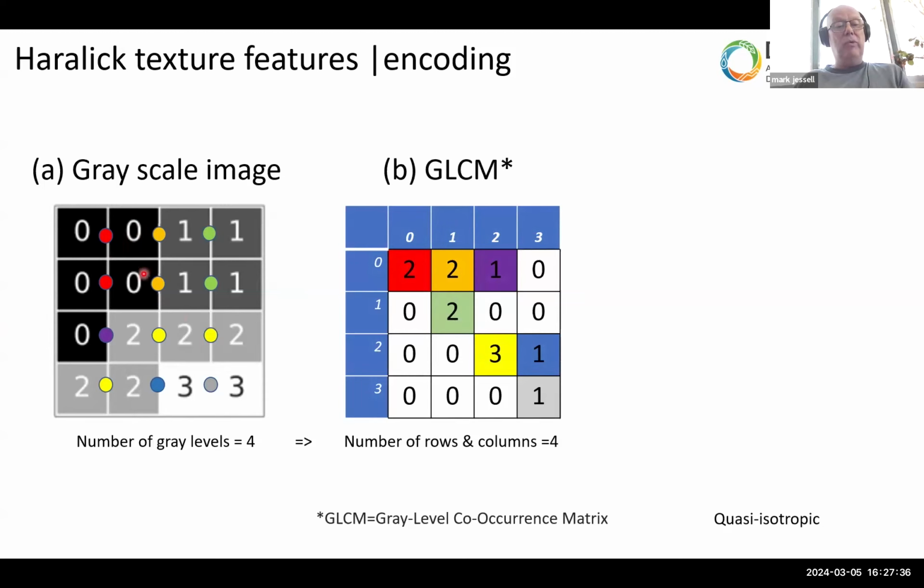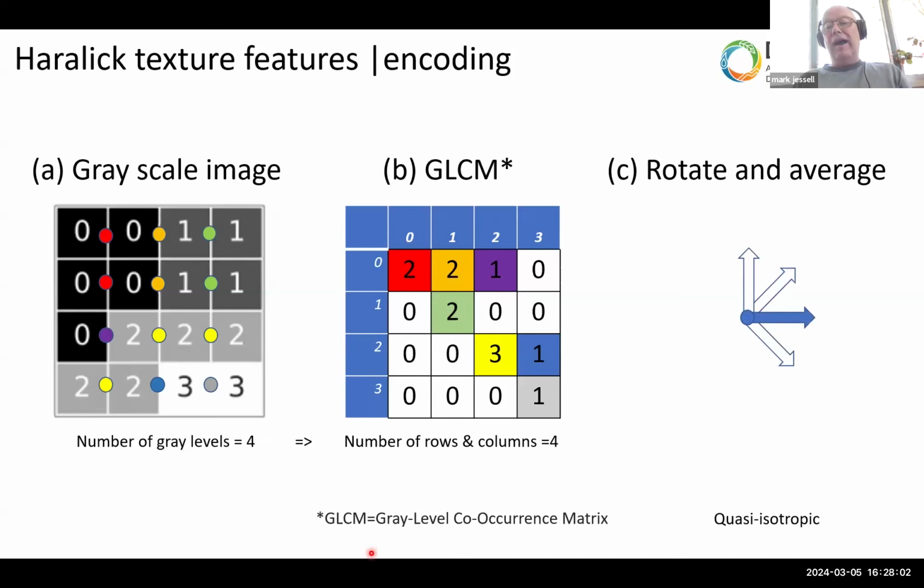Our original image had 0, 1, 2, 3, so 4 gray levels. And so this has 4 rows and 4 columns. And what we put into the cells in this array are the number of occurrences of each type of relationship. So there were 2 red zeros versus zeros, 2 orange zeros versus ones, and so on. And then we can rotate the grayscale image around 45-degree angles to get a quasi-isotropic gray level co-occurrence matrix. It's not perfectly isotropic, but it's pretty good.